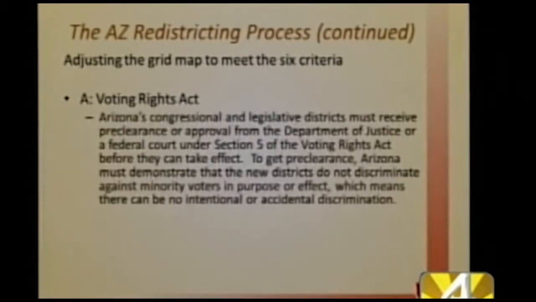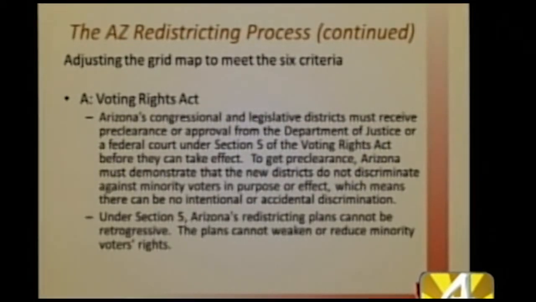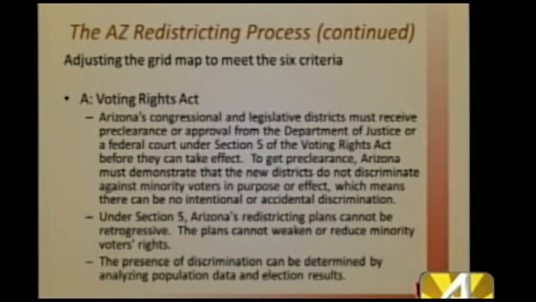the Voting Rights Act. Arizona's congressional and legislative districts must receive preclearance, or approval, from the Department of Justice or a federal court under Section 5 of the Voting Rights Act before they can take effect. To get preclearance, Arizona must demonstrate that the new districts do not discriminate against minority voters in purpose or effect, which means there can be no intentional or accidental discrimination. Under Section 5, Arizona's redistricting plans cannot be retrogressive. The plans cannot weaken or reduce minority voters' rights. Finally, the presence of discrimination can be determined by analyzing population data and election results.